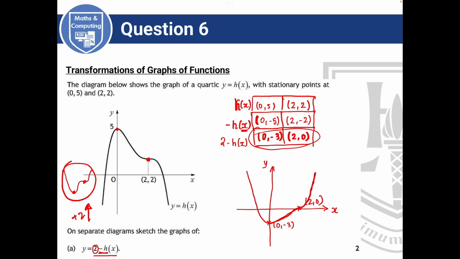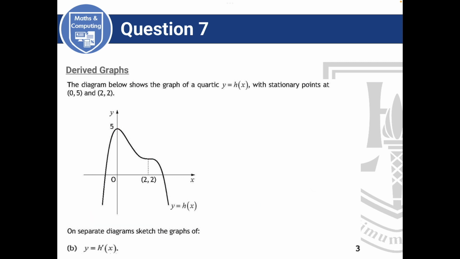Okay, last question then that we're going to explore is actually this same graph, but part B asks you to sketch the graph of the derived function. So y equals h dash of x. Okay, now, let me just sketch out this graph again. Now remember, when we're working with derived functions, we're basically thinking about having differentiated this, okay?